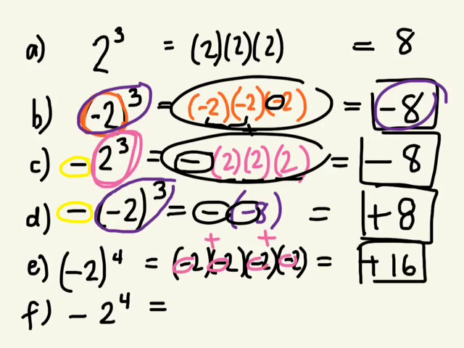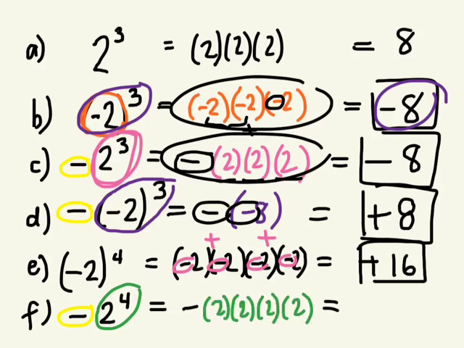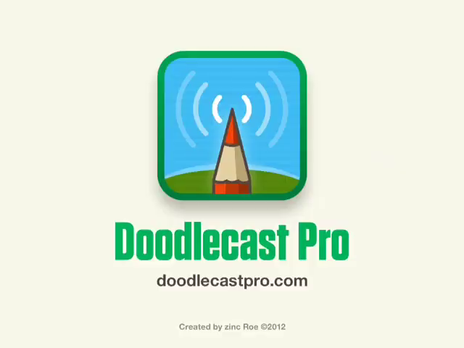Okay, now notice the difference now. Look at F. Do you think F is also going to be positive 16? No. Who thinks it's going to be negative? Well, good. Let's see. We have our negative in front. So I'm going to keep that there. And then I'm going to simplify my power. 2 times 2 times 2 times 2. We still have this negative. What's 2 to the power of 4? 2 times 2 times 2 times 2? 16. And you can see there's a difference there as well. Okay?